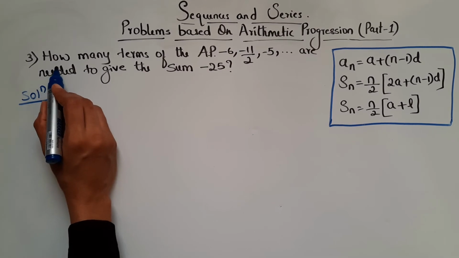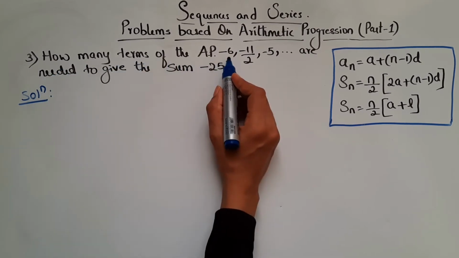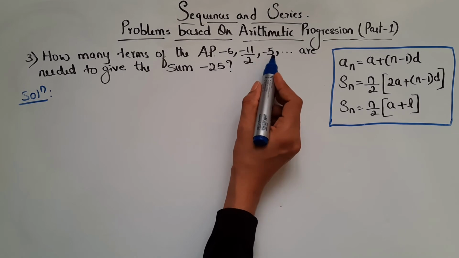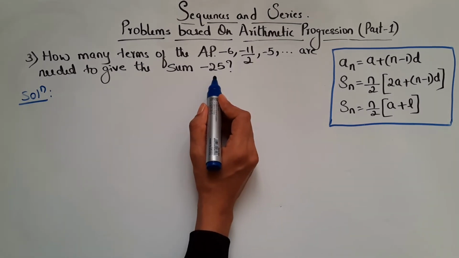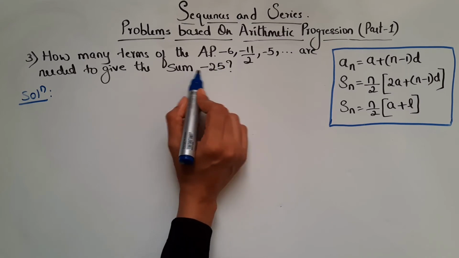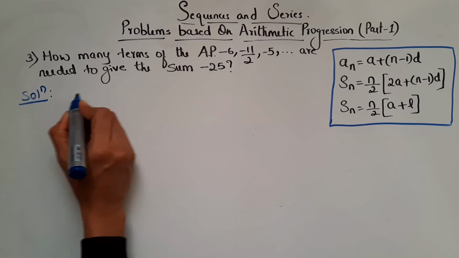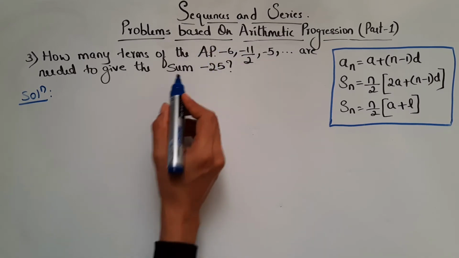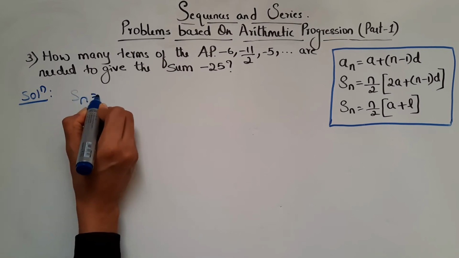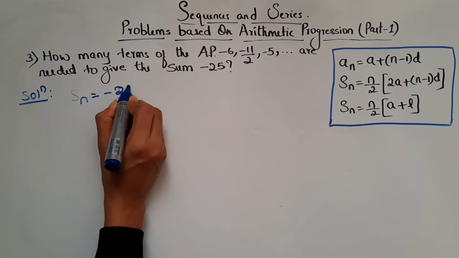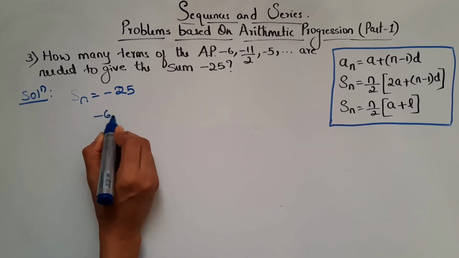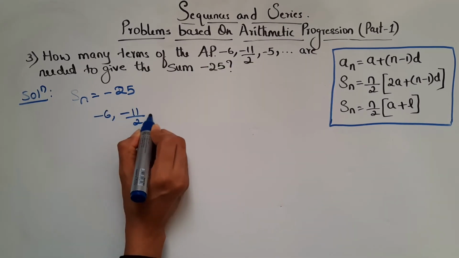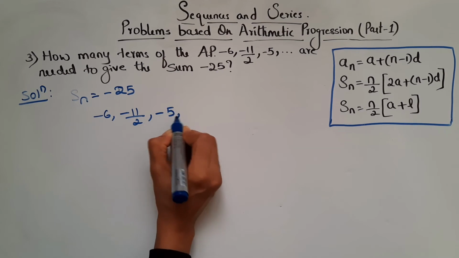Here it says, how many terms of the AP minus 6, minus 11 by 2, minus 5 and so on are needed to give the sum minus 25. So what is given? The sum is minus 25. This is in AP, they have said already. So Sn is equal to minus 25. And the sequence is given as minus 6, minus 11 by 2, minus 5 and so on.